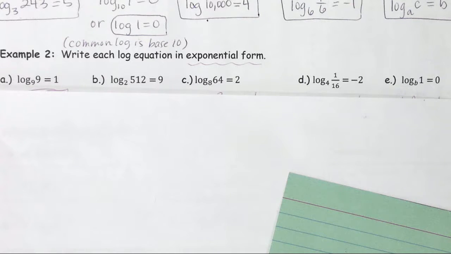Horrible. Okay, so example 2, when you're writing each log equation in exponential form, that's when you can use your base. Okay, and then once you finish that, just check with your elbow partner.